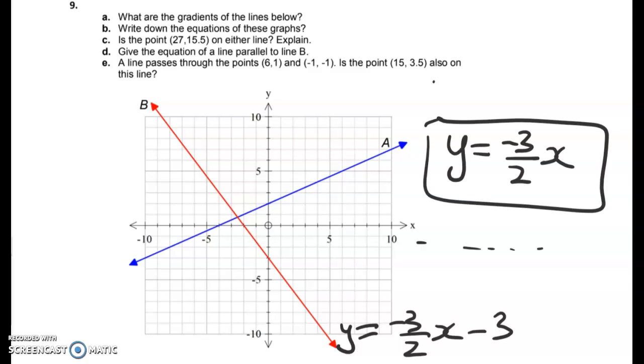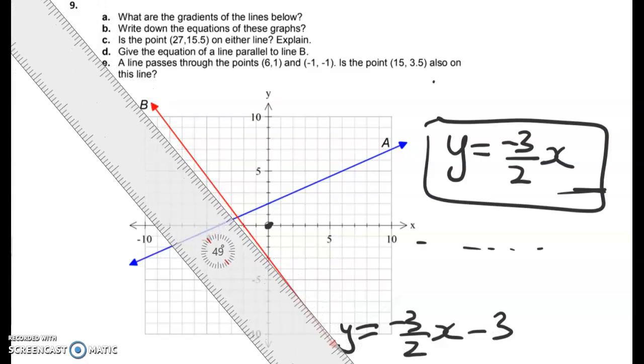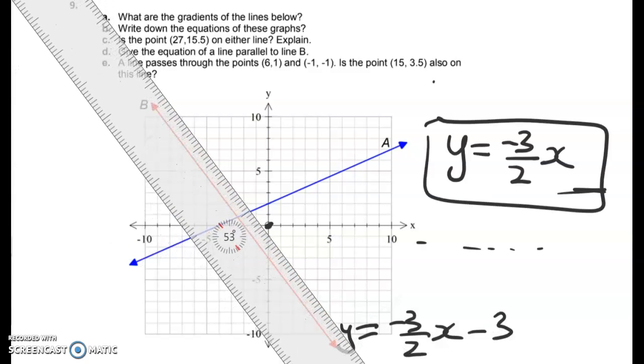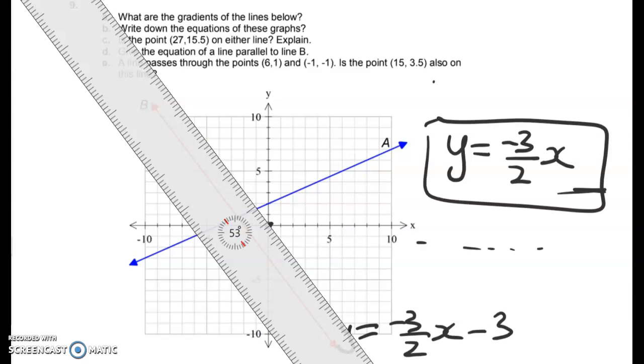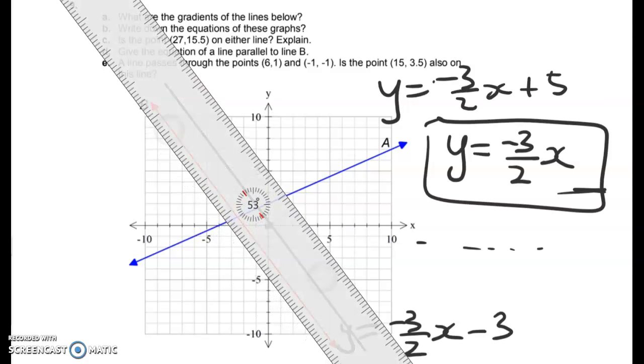So this line is parallel. It's a special one because it goes through the origin, right? But it would have the same slope. You don't have to draw it, but we could draw it just for fun. There. Whoosh. Okay. Or we could do y equals negative 3 over 2 x plus 5. And that would have the same slope, and it would go through there.